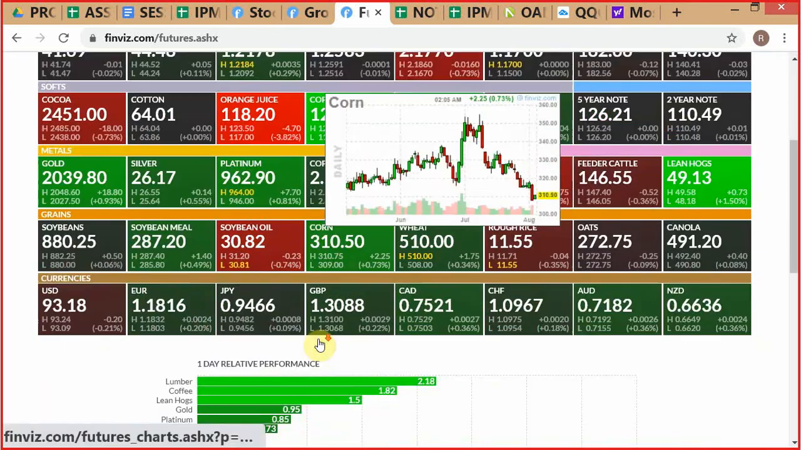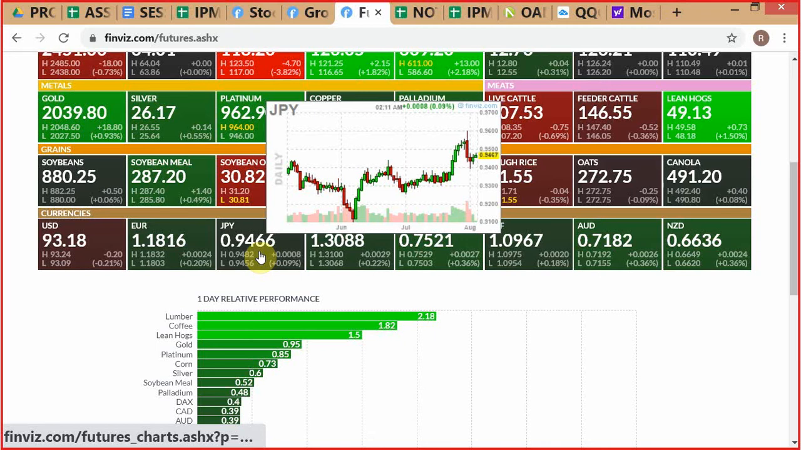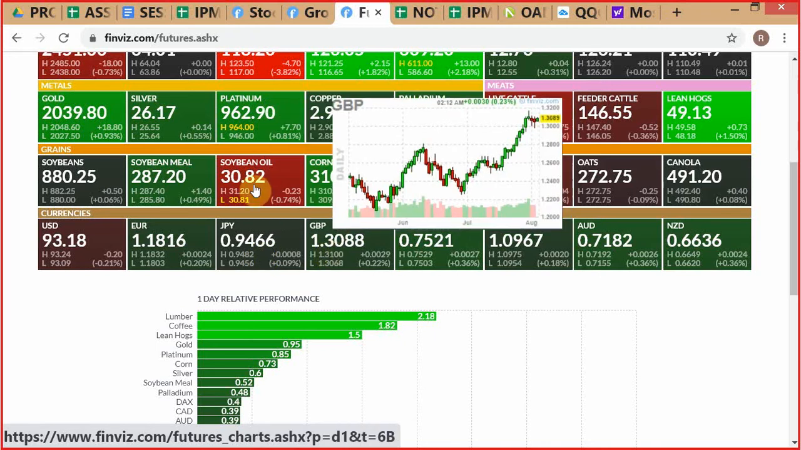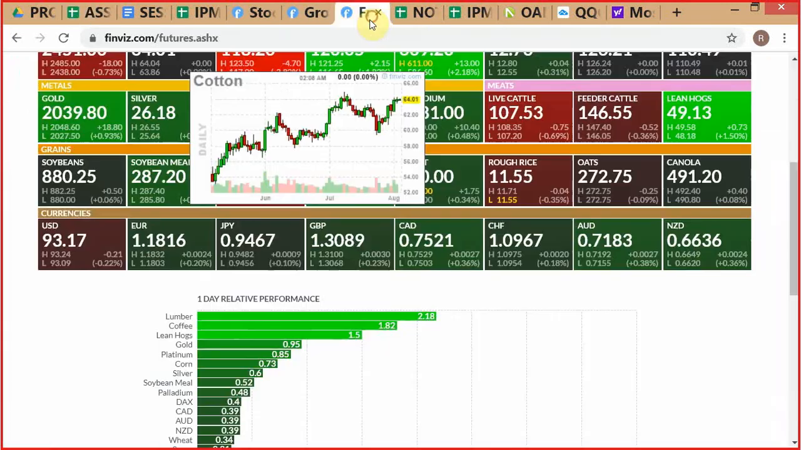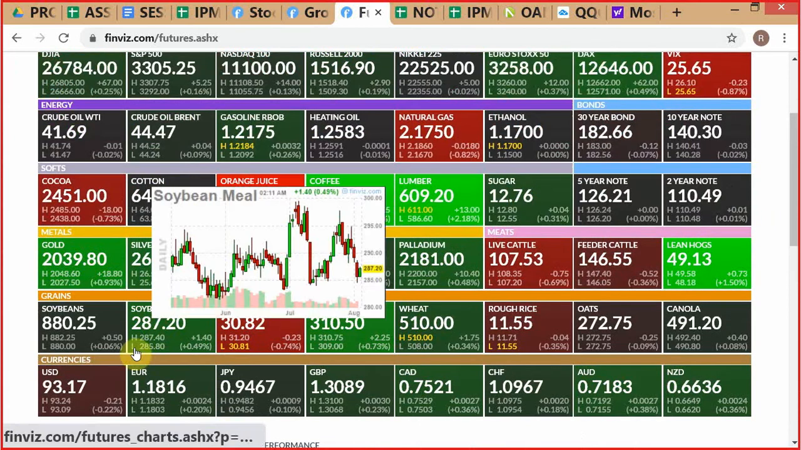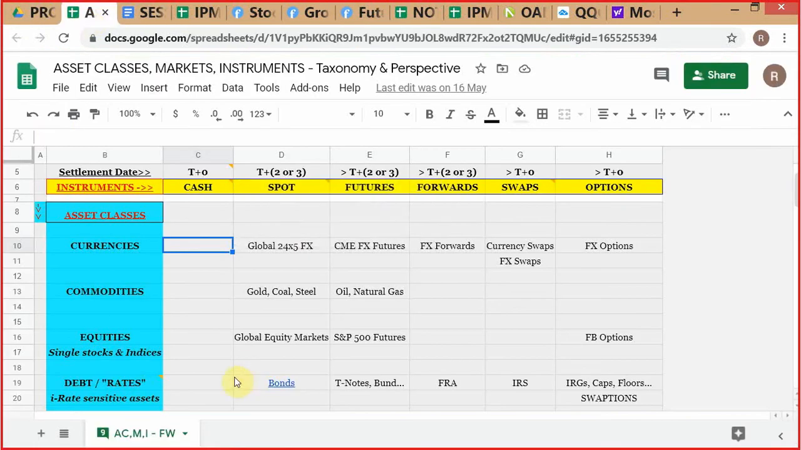For instance, if you go into currency, say euro or yen or sterling, these would go into which asset class here? Currency. They would go into currencies. So you can straight away see the value of having a taxonomy and this kind of framework, that it helps you make sense of so many markets. You can get a little bit more clarity by grouping it into asset classes.